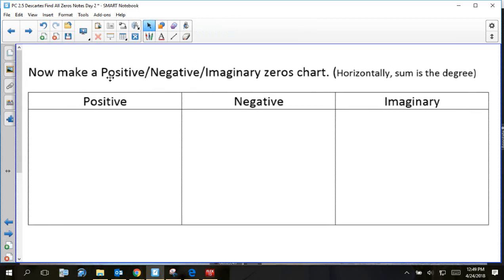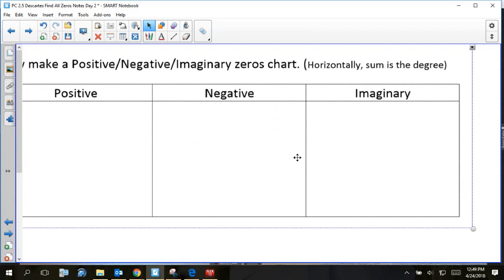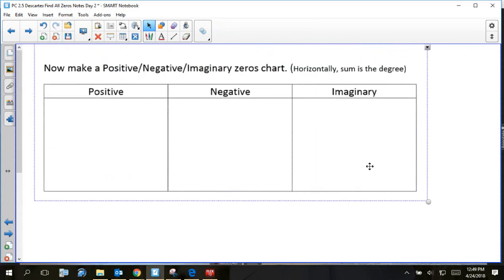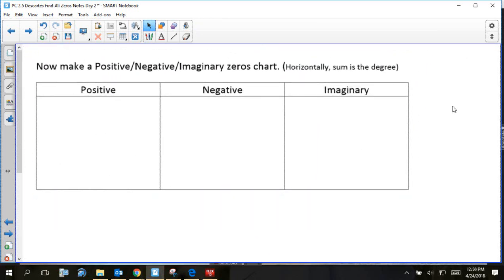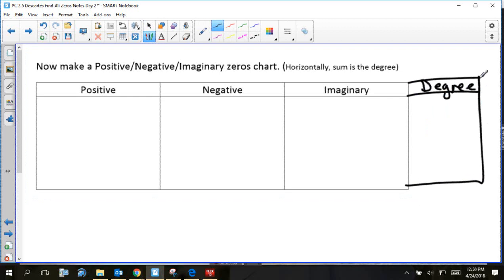I don't have enough space on here. You guys do. I'm just going to make some space real fast because I'm going to put the number 6 off to the side here. So I like to add this extra column on. I just like to add that on. I think it's helpful. So you're going to make a chart to show every possibility.